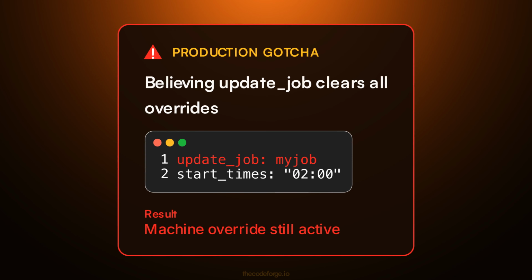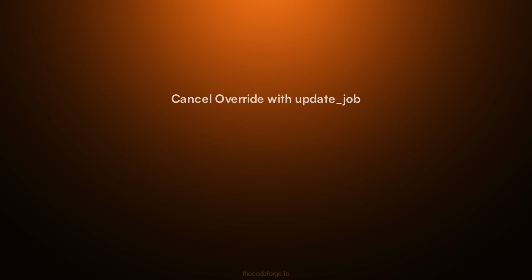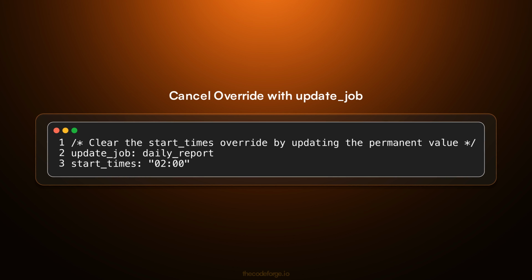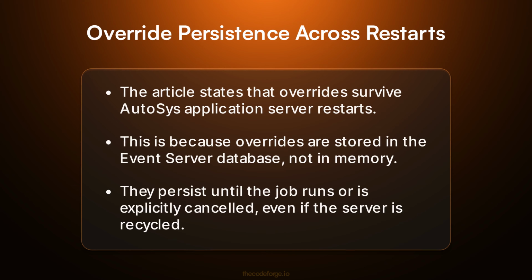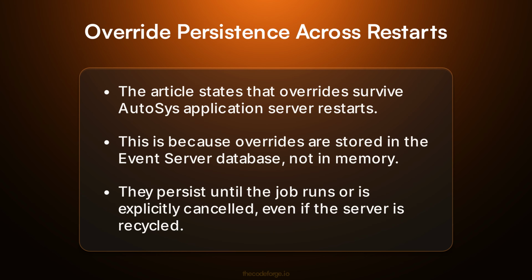Update job only clears the override for the attributes you explicitly set. If you overrode multiple attributes, you must update each one individually. The article mentions using update job to clear an override but doesn't show the exact syntax. Here's a concrete example. Running update job on the same attribute overwrites the override and sets the permanent value, effectively removing the override.